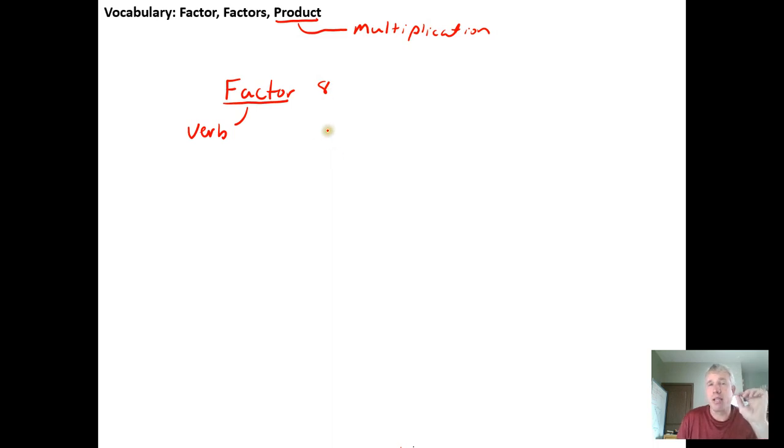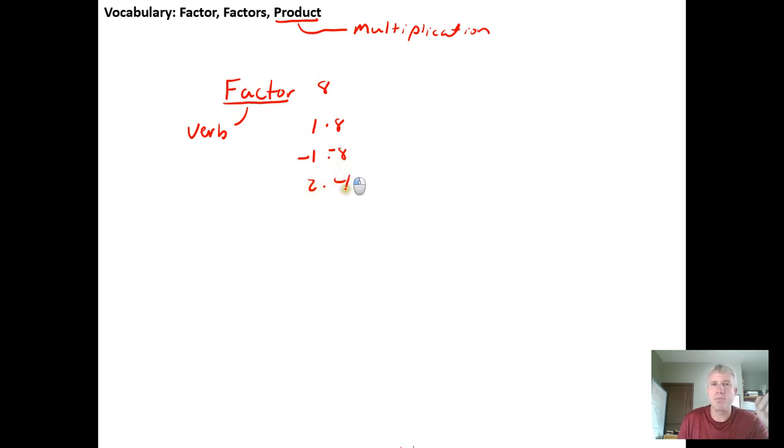So if I tell you to factor 8, factor in this context is being used as a verb. And what you're being asked to do is write 8 as a product or a multiplication. So if I say factor 8, there's a lot of ways I could factor 8, all of which would be correct. I could say 1 times 8. That is a factorization of the number 8. I could factor 8 by doing -1 times -8, which is also equal to 8.